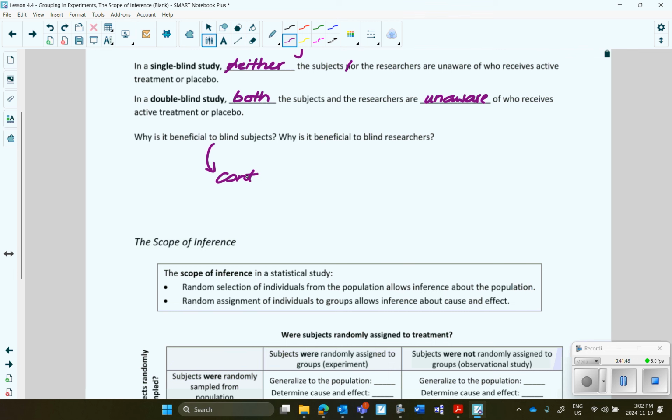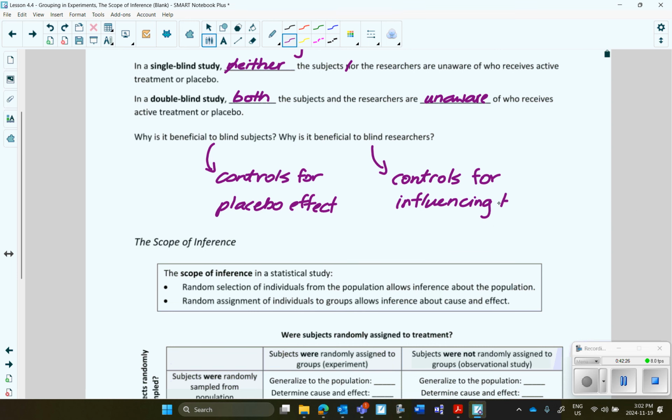So basically, let me finish this. If you blind the subjects, it controls for the placebo effect. If you blind the researchers, it controls for, how would I say it? Controls for influencing the results. Which really is confounding.